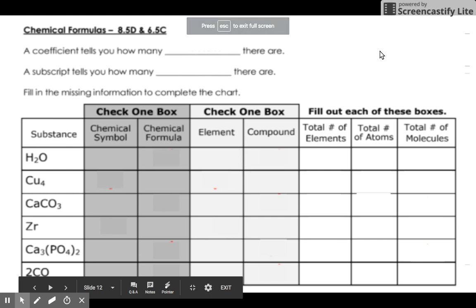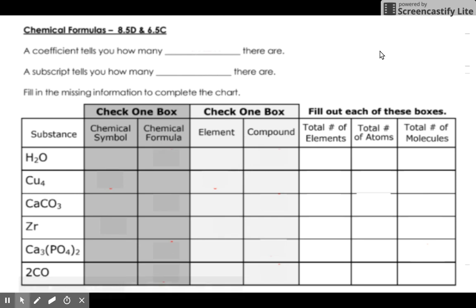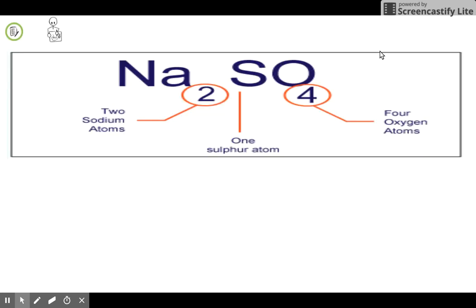All right, everybody, let's go to the section chemical formulas, which is 8.5D and 6.5C. Before we get started on collaborating for answers and making sure we all know how to do this, we're going to look at a little mini lesson. So, a chemical formula is simply elements being put together to make something new. So in this case, sodium, sulfur, and oxygen is put together to make sodium sulfate.